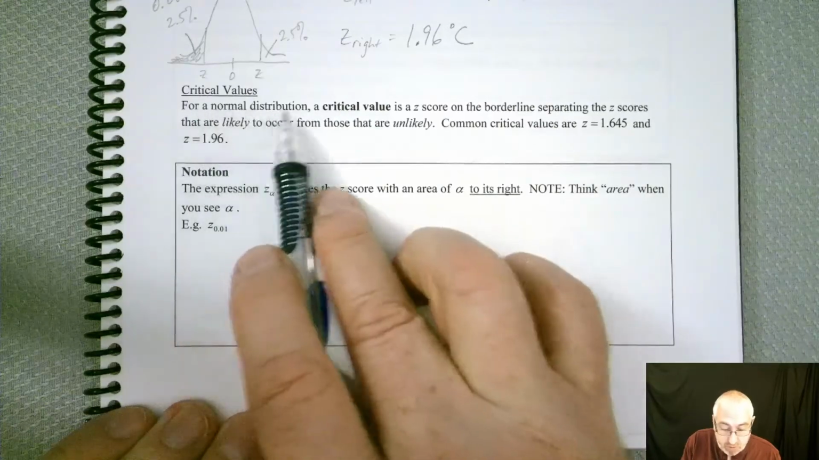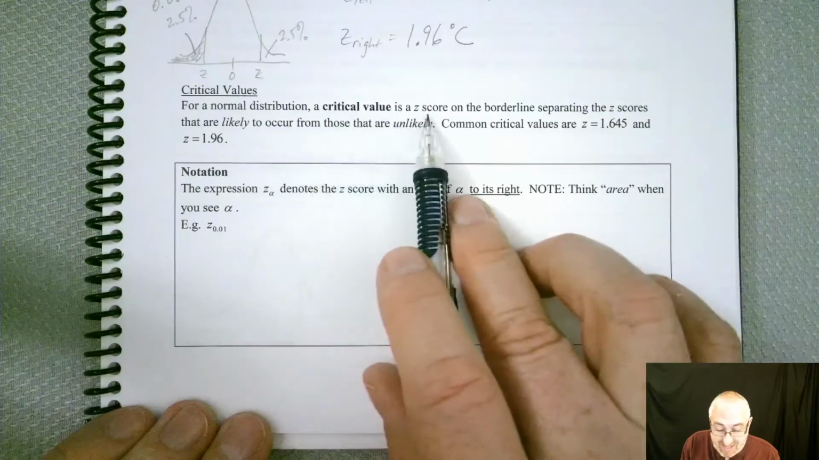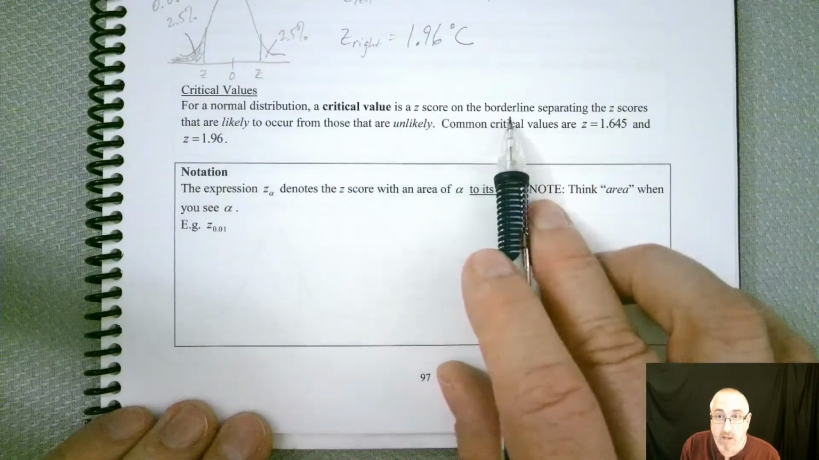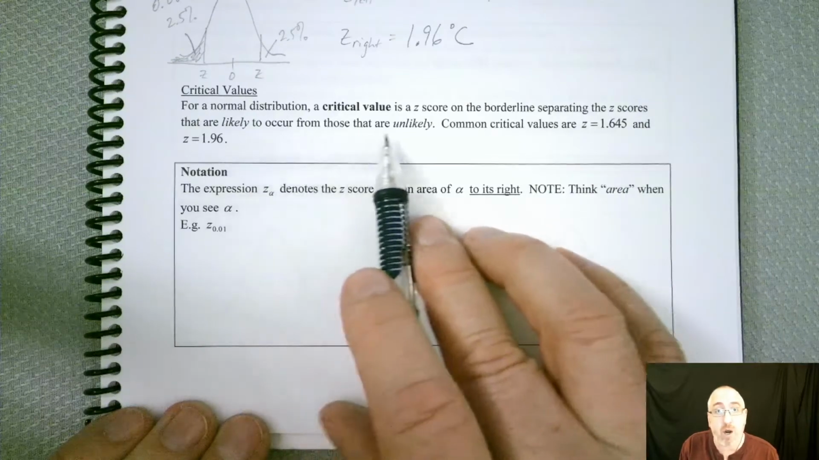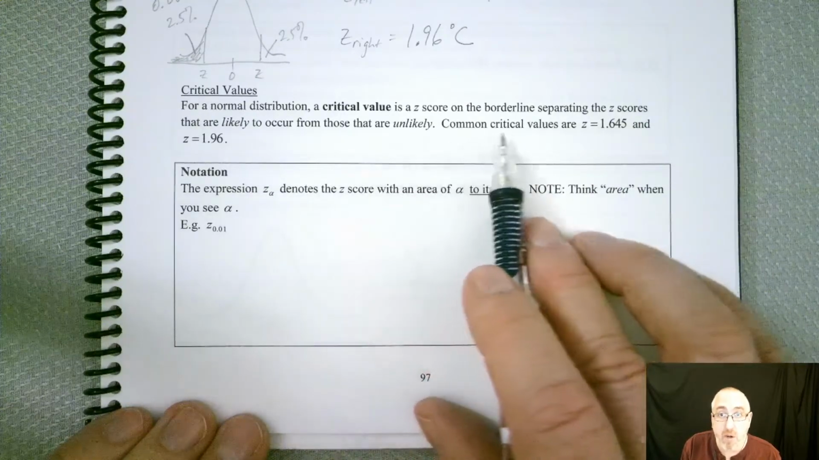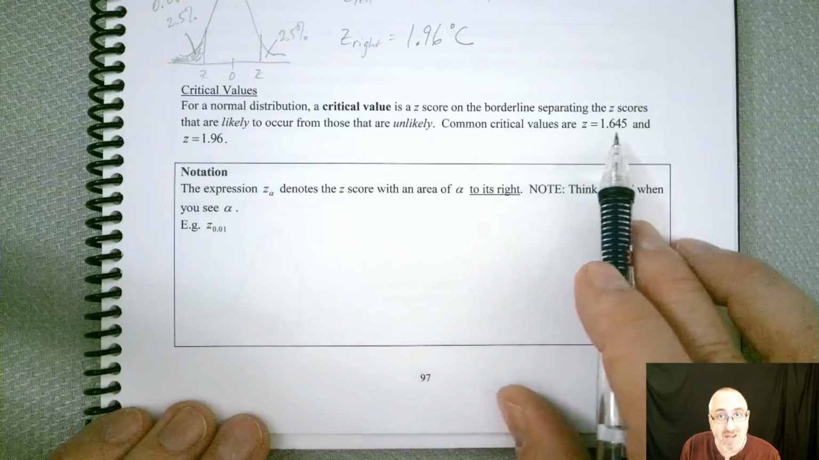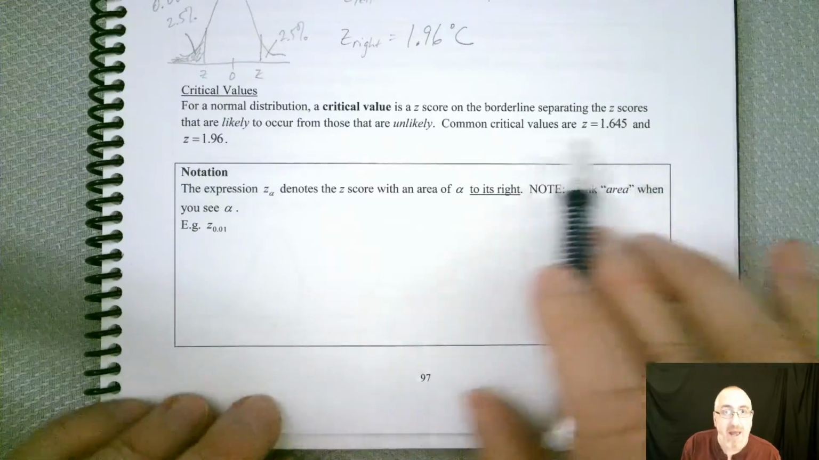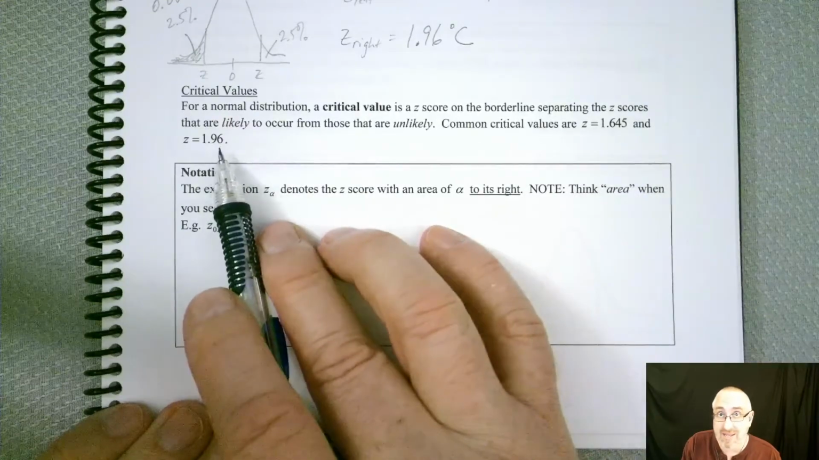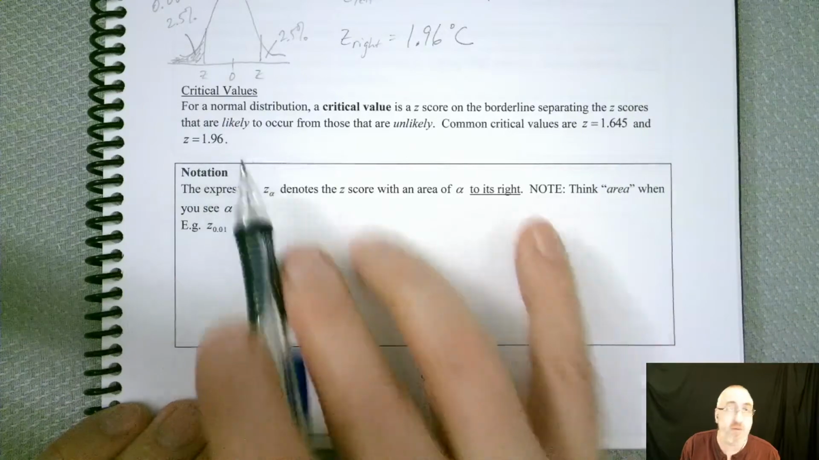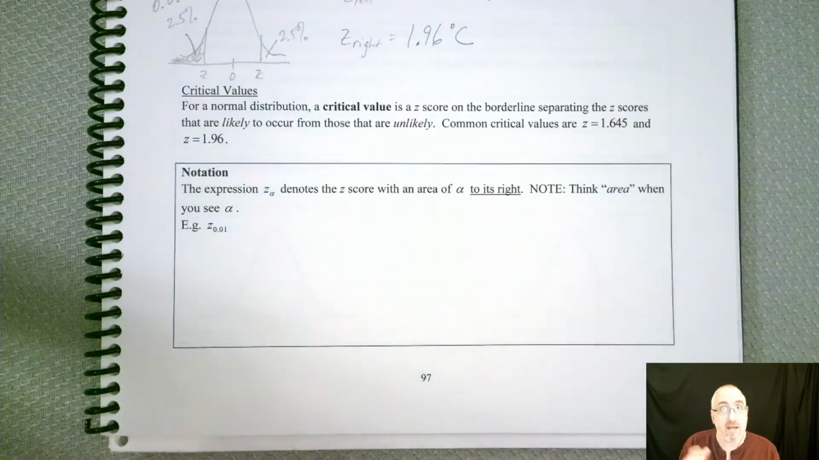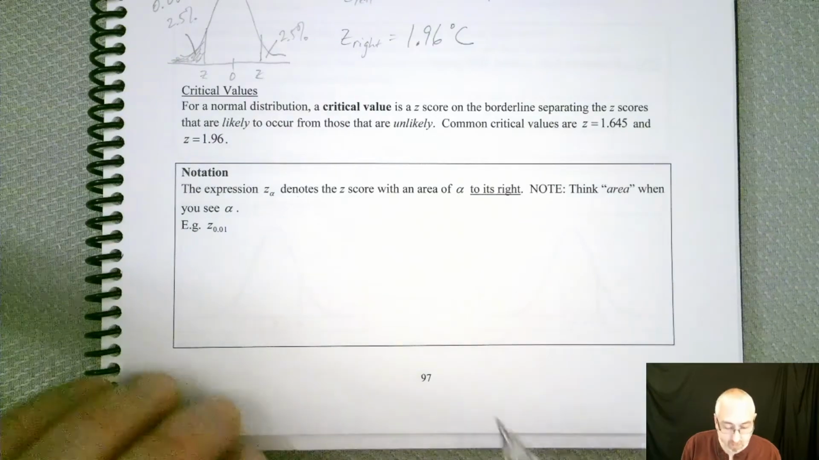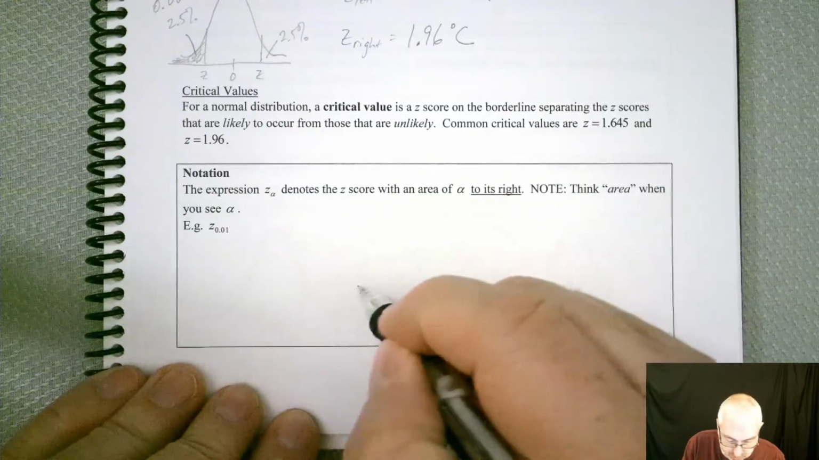For a normal distribution, a critical value is a z-score on the borderline separating the z-scores that are likely to occur from those that are unlikely. Common critical values are z equals 1.645, so we saw that, and z equals 1.96. So those are two special ones, but there's other ones. Now how you interpret this is a little bit funky, but we can still use our bell.